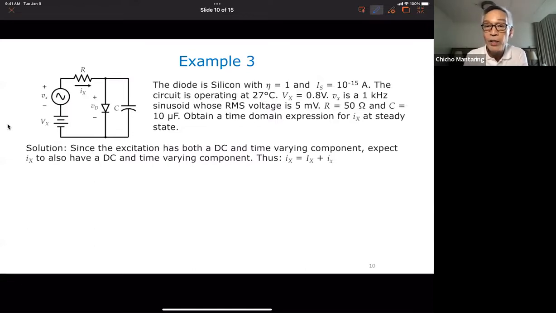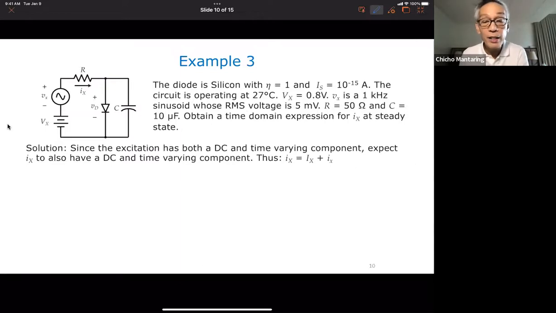So earlier there was a question: can this be considered small signal? Well, 5 millivolts would be small signal from the perspective of a diode, because if you get a variation of 5 millivolts, then you can approximate the diode characteristic curve to be a straight line for that variation. Then you're given R equal to 50 ohms, C equal to 10 microfarads. The question is, obtain a time domain expression for this current i sub X at steady state.